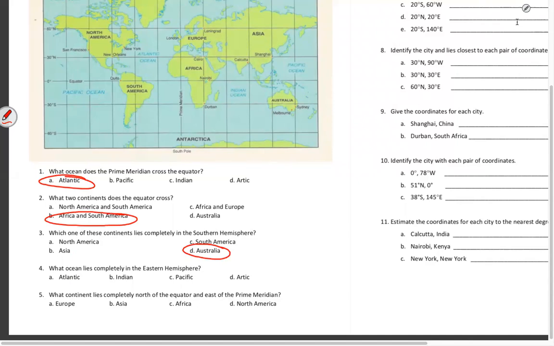Tyler, what ocean lies completely in the eastern hemisphere? Okay, so first off, how does a compass go? Do you remember? So how does a compass go? What's at the top? North, east, what's down? South, and west.